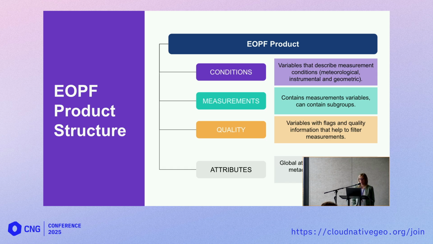And under conditions, there are all the variables that describe the measurement conditions that can include meteorological or instrumental or geometric information. Under measurements, there are the actual measurement variables, and these can also contain subgroups. And under quality, there are all the relevant variables or information of flags or quality information we need for Sentinel data.